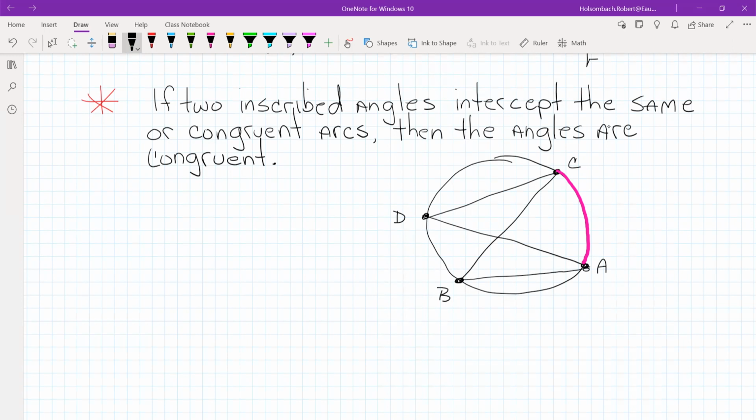So we've got two inscribed angles. We've got angle D that forms arc CA. We've got angle B that forms arc CA. Well, in this case, the measure of angle D is going to be congruent to the measure of angle B. They both form the same arc. If they both form the same arc, then they both have the same measure. So angle D is congruent to angle B.